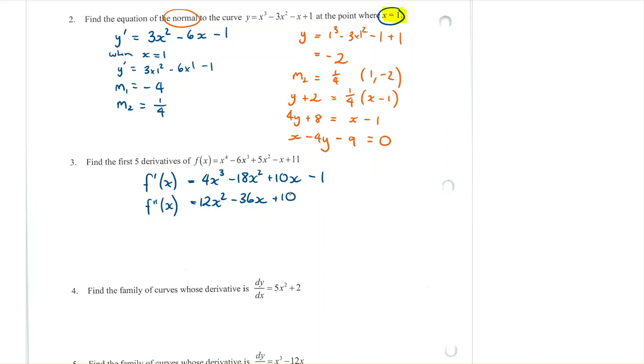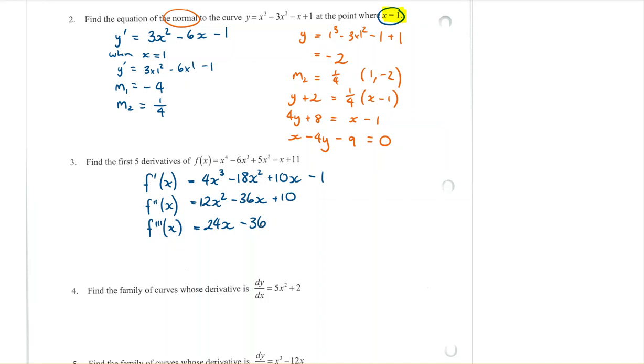We're going to do a third derivative. So 3 little dashes there for the third derivative. Using the last one that we found, we differentiate again. 2 comes down, times the 12 makes 24x, subtract 1 from the power is 1. The minus 36x, the x will disappear and I'll just have minus 36 and the constant will disappear.